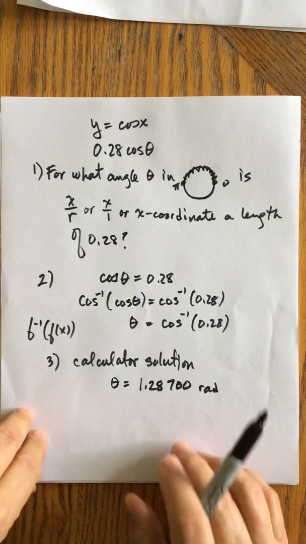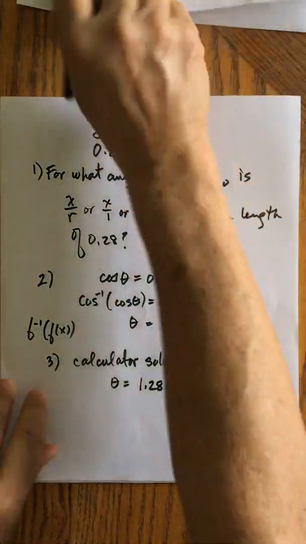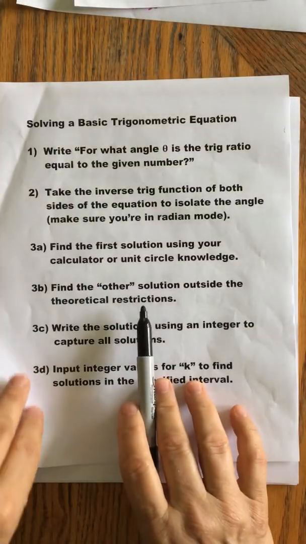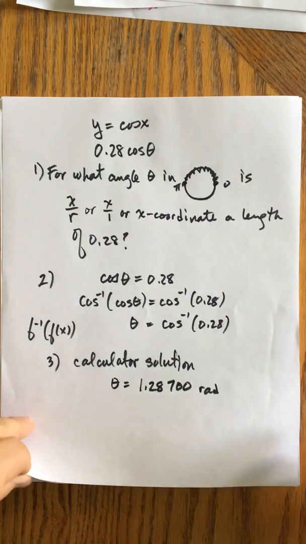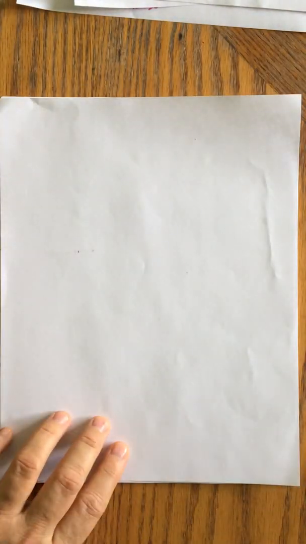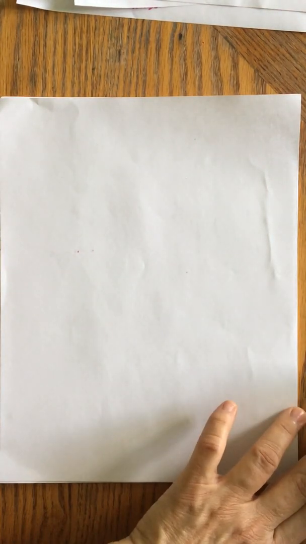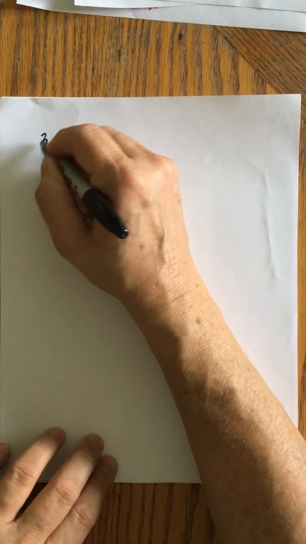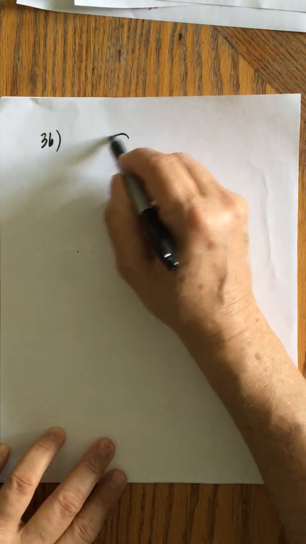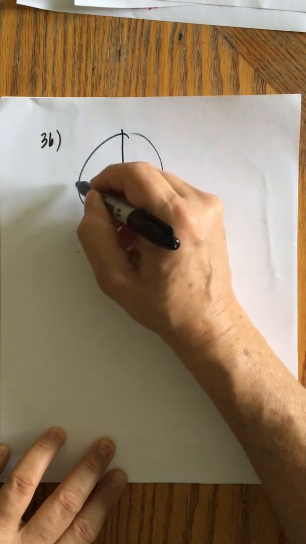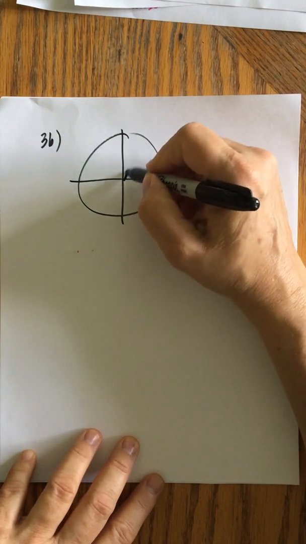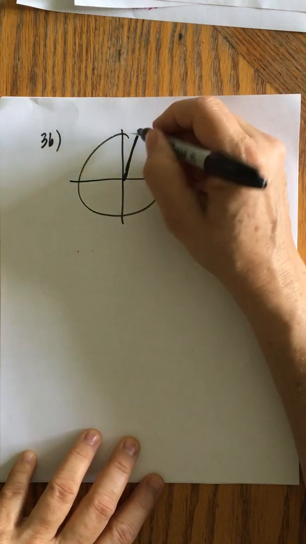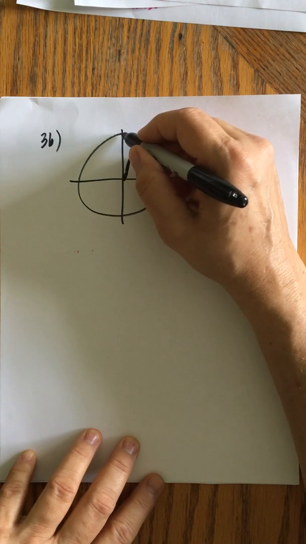Now what I want to do is find the other solution. I'm going to find the other solution outside the theoretical restrictions. So what do I mean by that? Well, we just did 3a, so I'm going to look at 3b. What I'm saying is, here's what I just solved for. I rotate a certain amount, how much? 1.27, I don't know. So remember, all the way up to here will be 1.57.